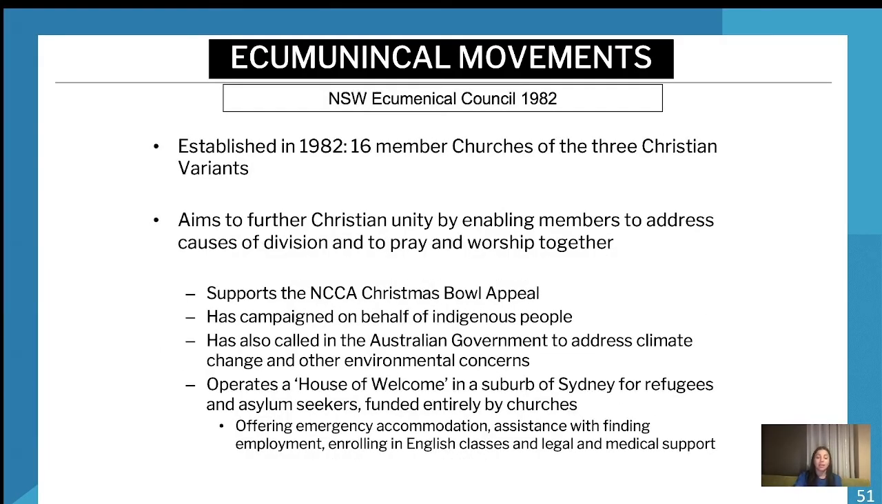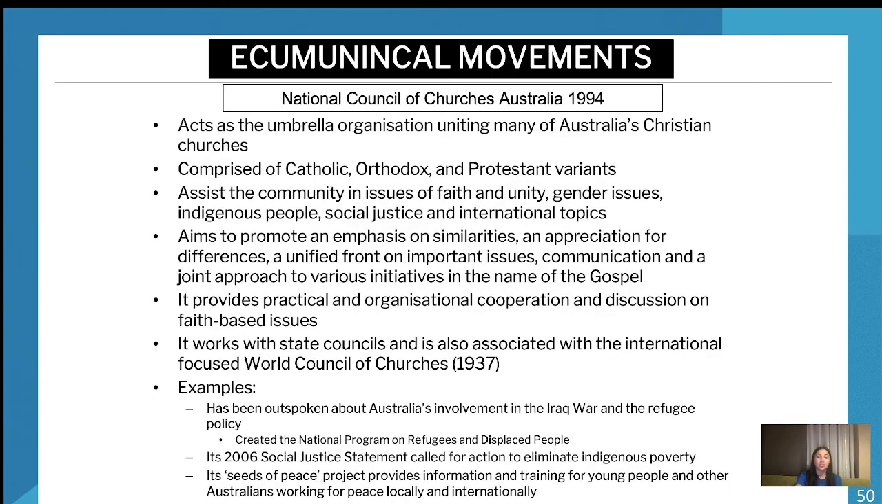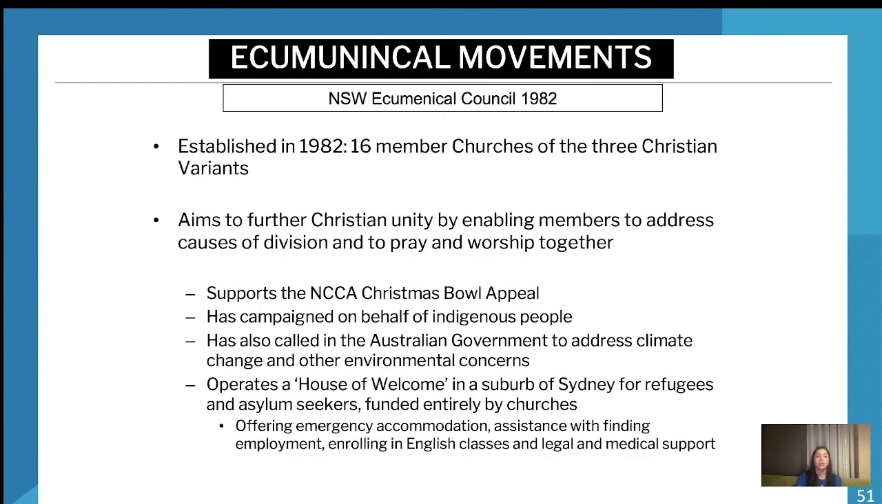So the National Council of Churches is for all of Australia, while the New South Wales Ecumenical Council of 1982 is 16 member churches of the three Christian variants. It aims to further Christian unity by enabling members to address causes of division and to pray and worship together. So it still very much is kind of mimicking the National Council, but it's specifically within the state. And again, there's the 16 member churches.